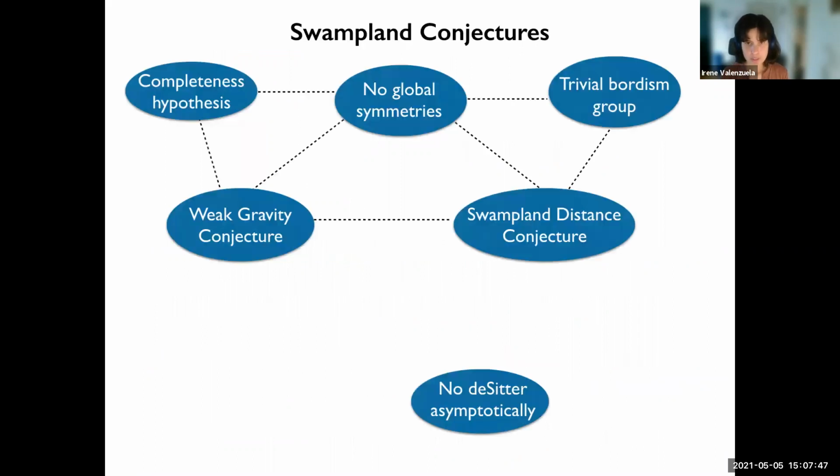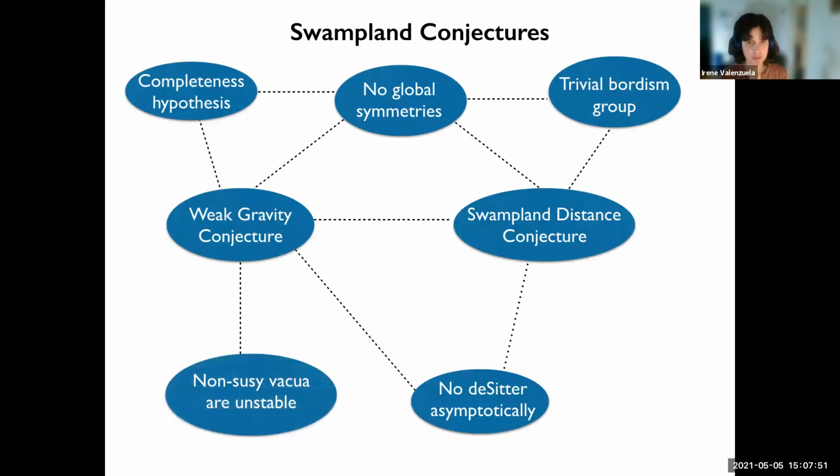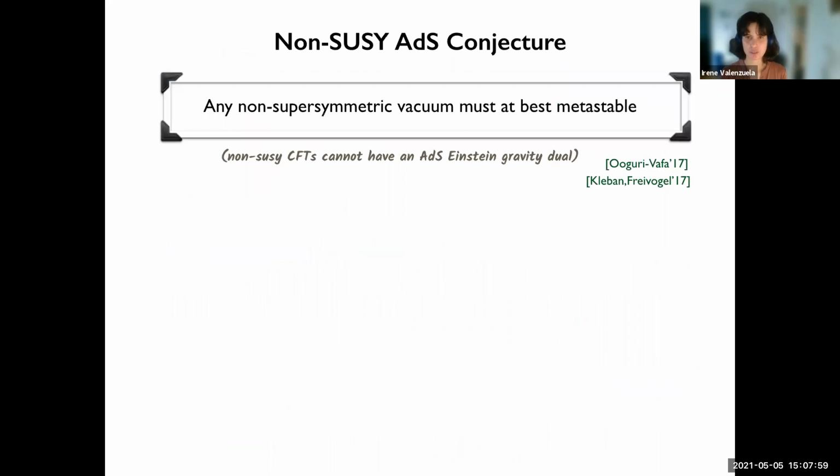Okay, so this is it for the de Sitter conjecture, and let me just say a few words about this one, and I finish. So the other one is the non-supersymmetric vacua, non-SUSY AdS conjecture, claiming that any non-supersymmetric vacuum should be metastable, so that it should eventually decay, so that there is no way to guarantee stability unless you have some supersymmetry.